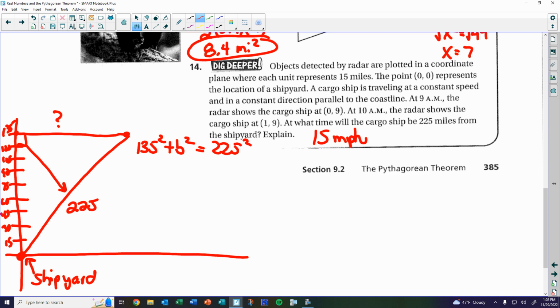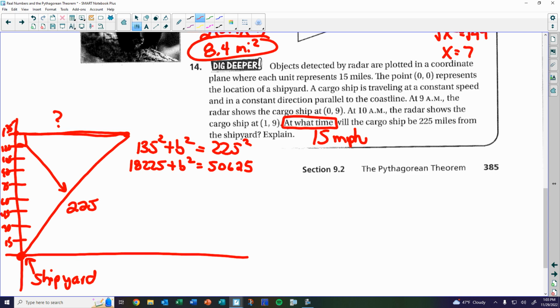So now remember, at what time? So the question we have to eventually ask has to do with time. But we got to figure something out first before we get to it. This is going to be the distance. Once we figure out the distance, then we got to figure out how long it takes it to go, which I'll show you. So 135 squared, when you take 135 times 135, it is 18,225. Like I said, big numbers. 225 squared is 50,625. But just like the one up above, how do I get b squared by itself?